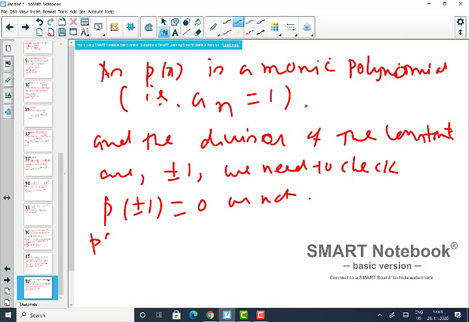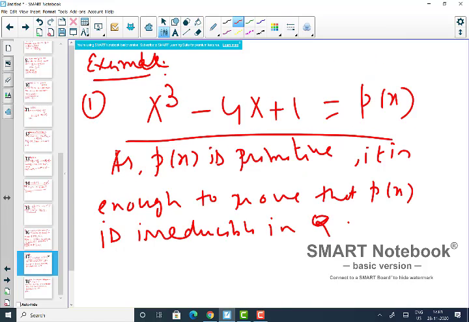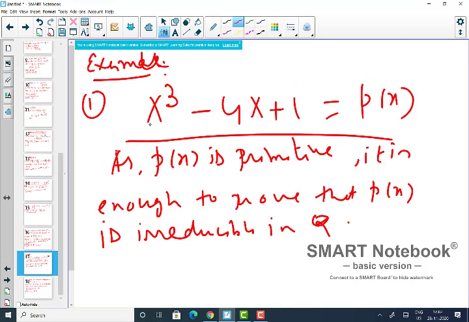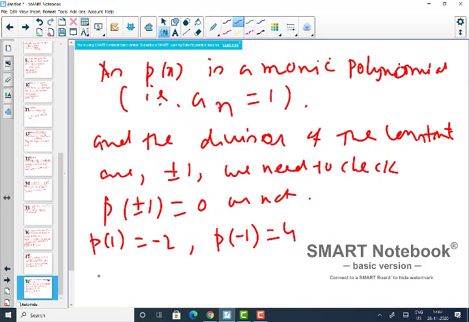Now we see that p of 1, what is p of 1? Here you are getting 1, here you are getting minus 4, here you are getting 2. So 1 minus 4 plus 2, which is minus 1. And p of minus 1 equal to what? This is minus 1 and then plus 4 plus 2, so this is plus 5, right? So thus p(x) is irreducible over the ring of integers Z.